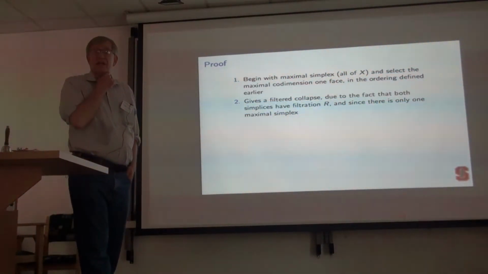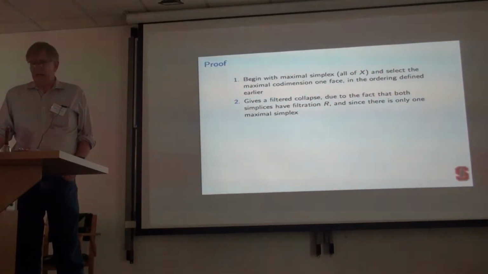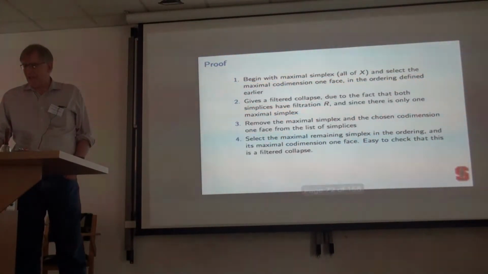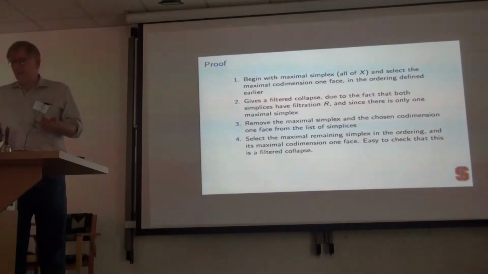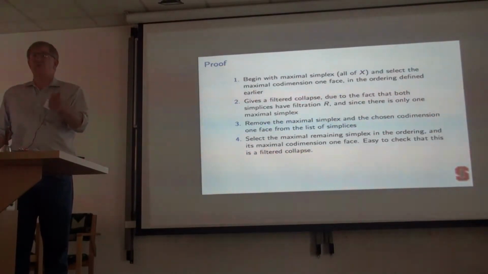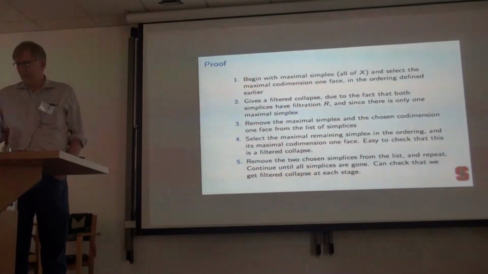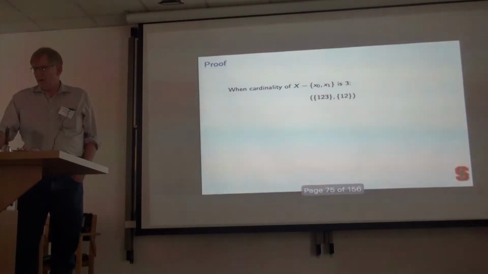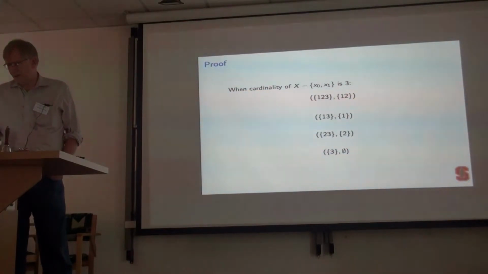This gives a filtered collapse, due to the fact that both have the same filtration, and there's only one maximal simplex. So we remove these two things, and then we select the maximal remaining simplex in the ordering, choose its maximal codimension 1 face, and I just work my way down. Just to give you a sense of it, the ordering looks like this when the cardinality of x minus x0 and x1 is 3.